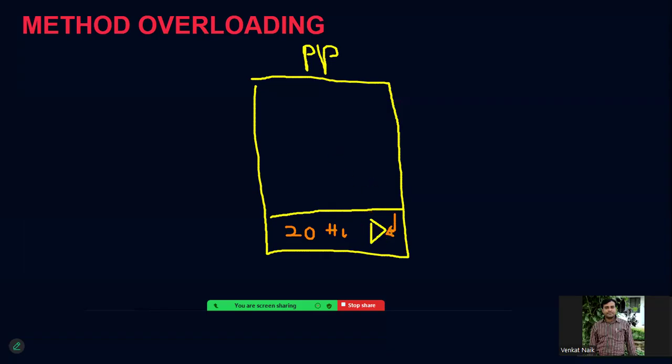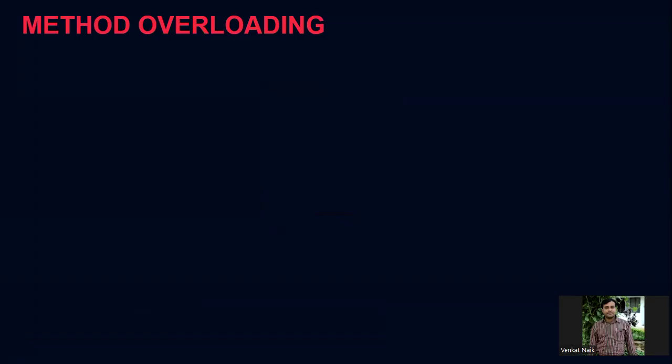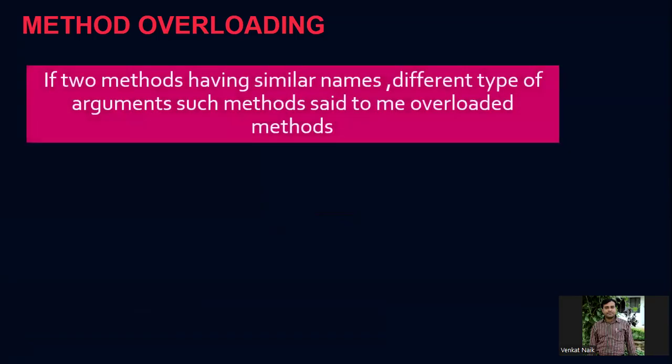The meaning of this particular button is, here the point is the method overloading concept. The name of this button can be send. We can make it the name of the icon. The icon name is send. Whenever you click on it, the method is called. Different types of data are taken at different times. The method is said to be an overloaded method. Let's see the definition: if two methods have similar names but different types of arguments, such methods are said to be overloaded methods.